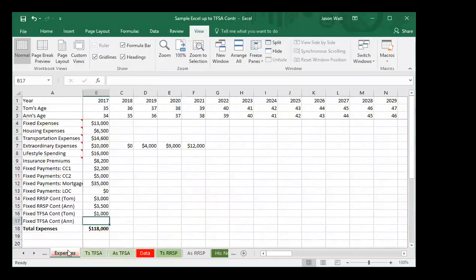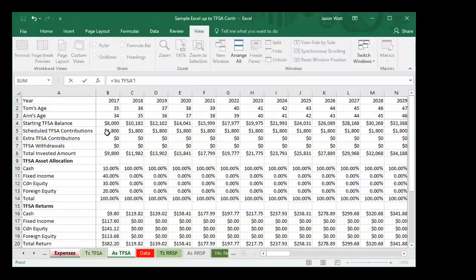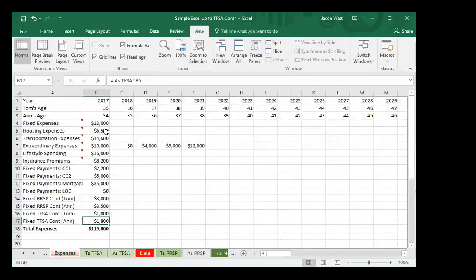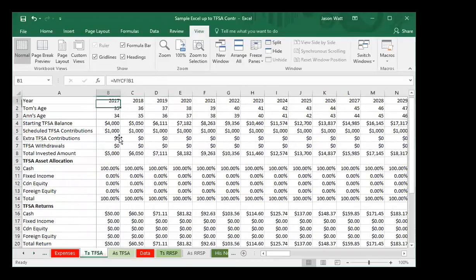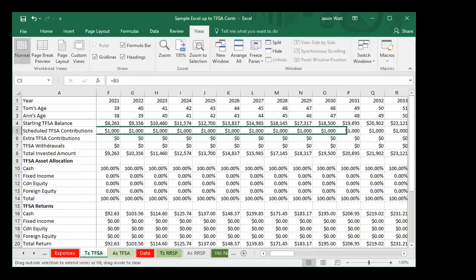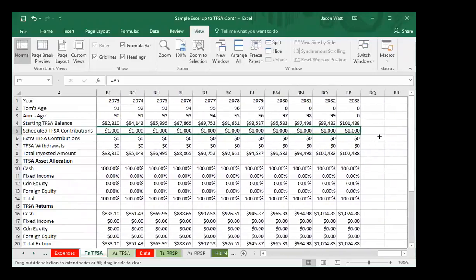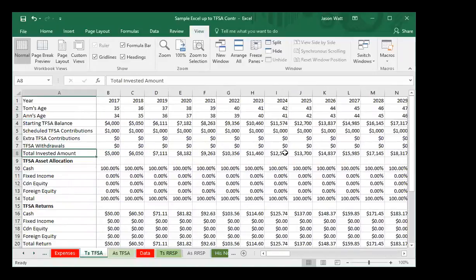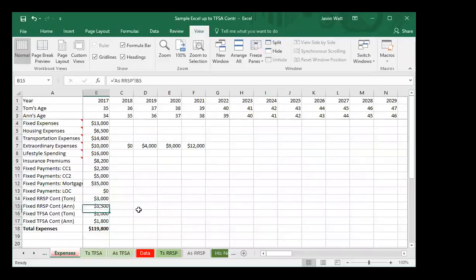Now, we actually haven't finished this out yet, so we want to look at Anne's TFSA contribution based on what we did over here. And now we're good. And for Tom's TFSA, I realized as I was doing Anne's that I didn't do this exactly how I'd like to do it. This should really be based on the last year's figure, and then we'll carry that all the way across. And now we've got our expenses.